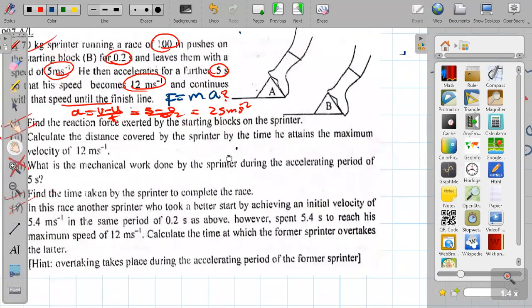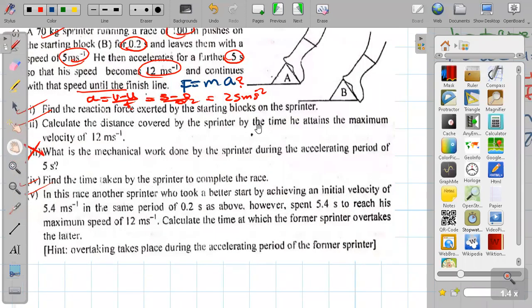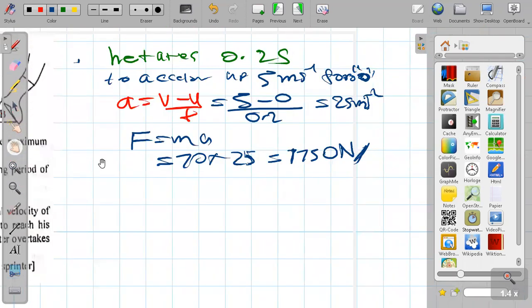To find that, the grade 10 knowledge is enough. Now don't say we don't know Newton's laws. Calculate the distance covered by the sprinter by the time he attains this maximum velocity of 12 m/s. Covered by the sprinter by the time he attains, right?